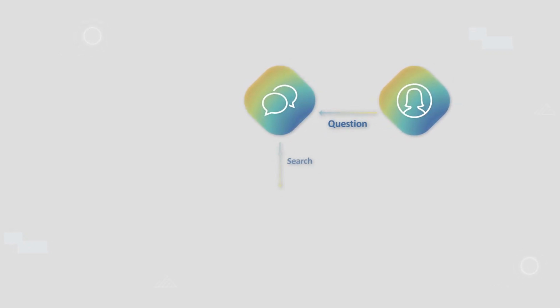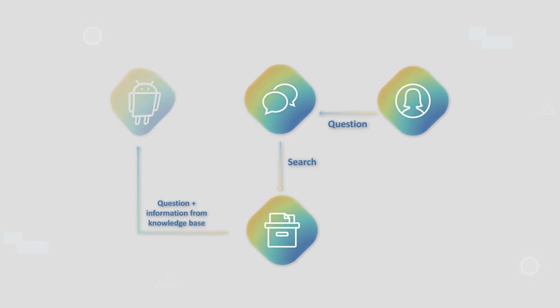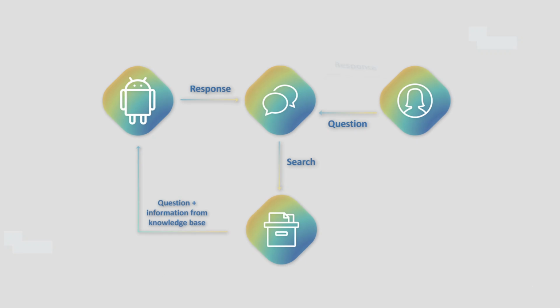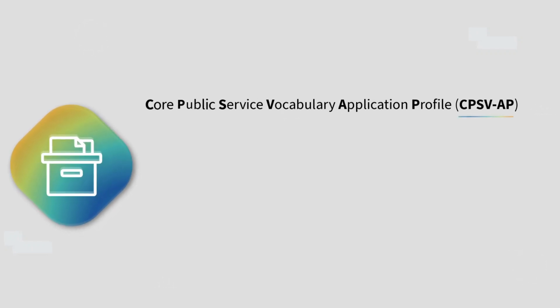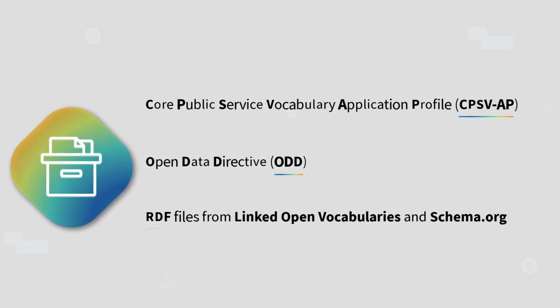This means that when a user asks a question, the chatbot searches the knowledge base that was provided and selects the information that is most suitable as an answer, in addition to the general training information the chatbot already has. In total, 7 sources were added to the knowledge base, including existing models such as CPSV-AP, legislation like the Open Data Directive, and technical documentation such as RDF files from linked open vocabularies and schema.org.